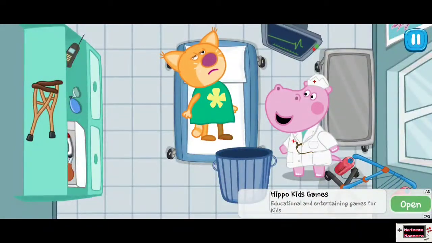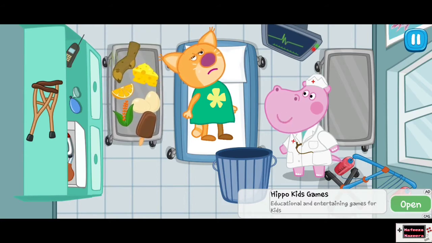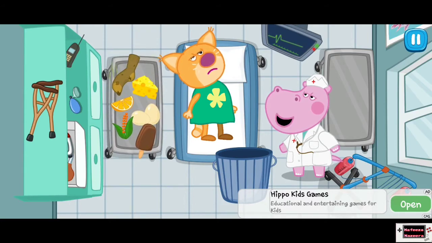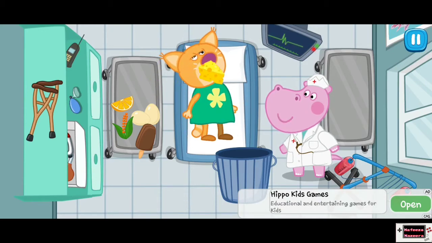Suffers from the allergy but doesn't know the reason. Let's find the reason. Swipe to see all. Move the thing to the patient. No allergic reaction. Go on.